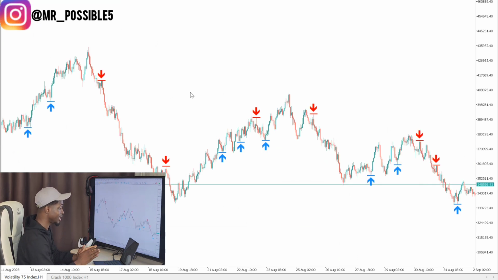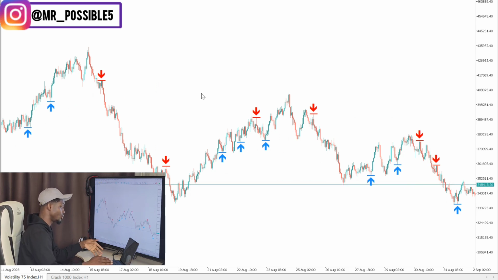Now, you download this indicator in a zip format, of course. You unzip it first. You can unzip it using any unzipping application, like your WinRAR. I always suggest WinRAR because it doesn't distort your file and things like that.